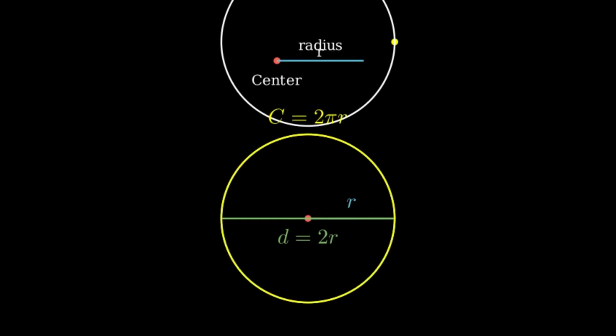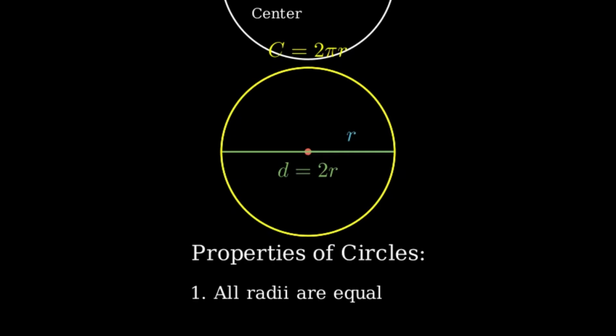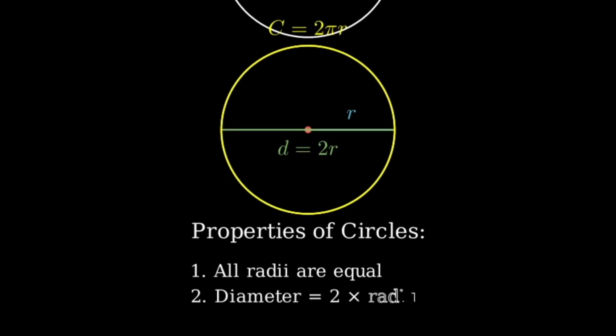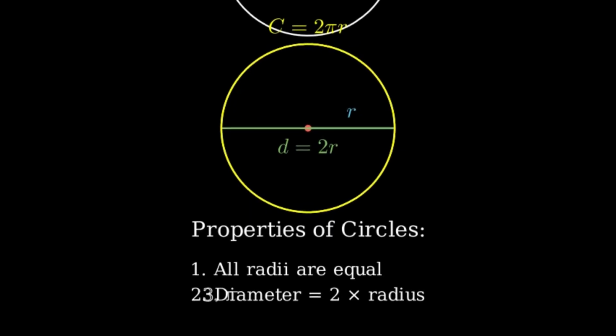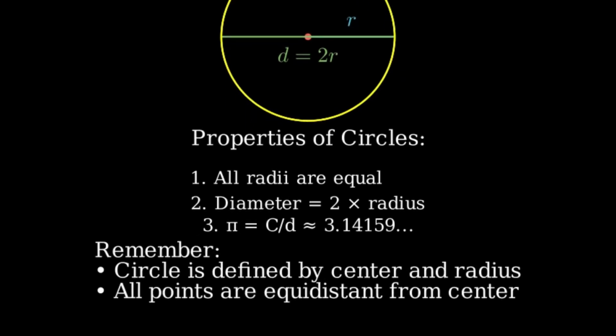Here are some important properties of circles. 1. All radii of a circle are equal in length. 2. The diameter is always twice the radius. 3. The ratio of a circle's circumference to its diameter is always pi, approximately 3.14159. And that's our introduction to circles. Remember, a circle is defined by its center point and radius, and all points on the circle are exactly the same distance from the center.